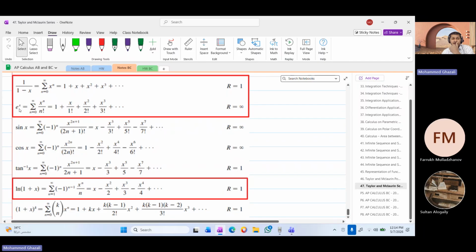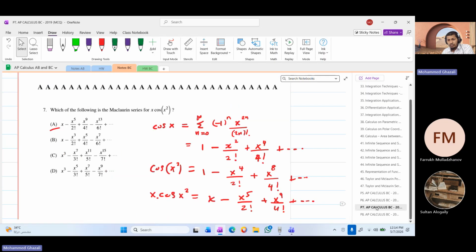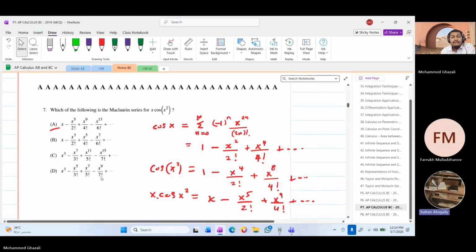You've got to remember 1 over 1 minus x. That's a normal geometric series. That's easy to memorize. You have to memorize the basic ones. I feel these are the basic ones. Don't worry about tan inverse. I haven't seen that. Ln 1 plus x is easy to memorize as well. So just those ones that I highlighted and those two as well. You can go back to lesson number 47 and see. When it comes to Taylor and Maclaurin, it's basically just memorization.